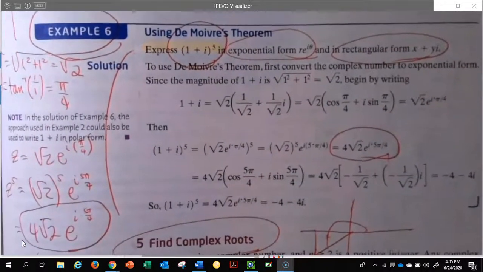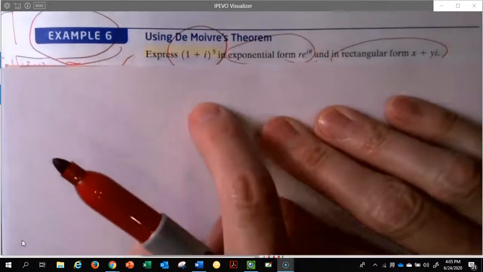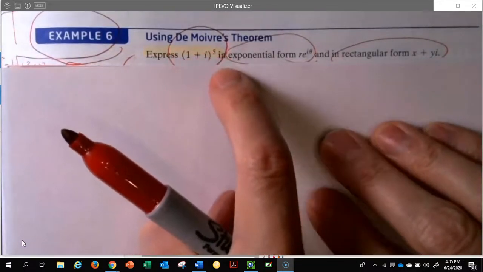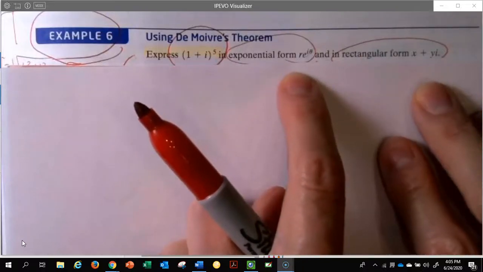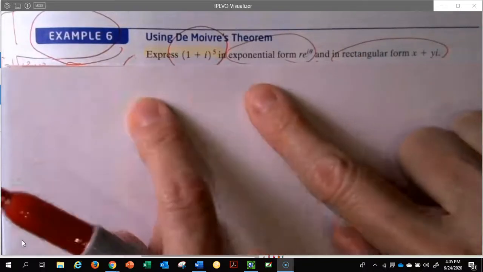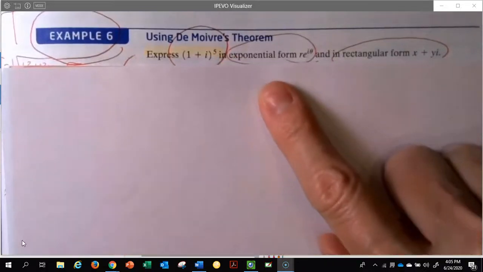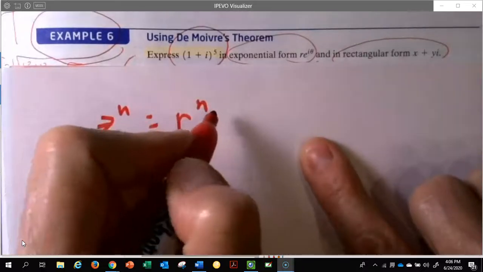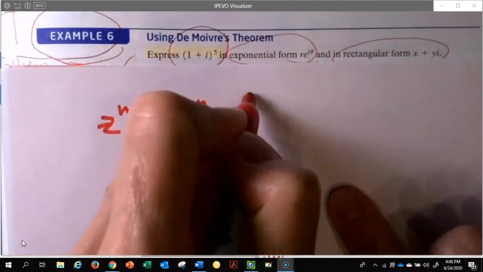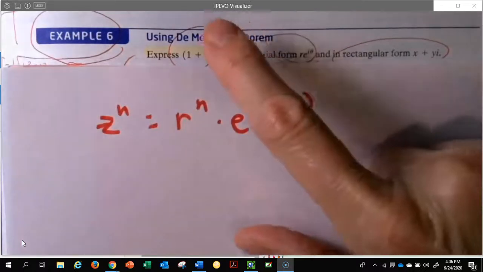And so looking at example 6, it says use de Moivre's theorem to express what is this to the 5th power in exponential and in rectangular form. And we probably will end up in polar at some point. But right now it's in rectangular and it's to the 5th power. We have our formula, which is z to the n equals r to the n times e to the i times n theta.